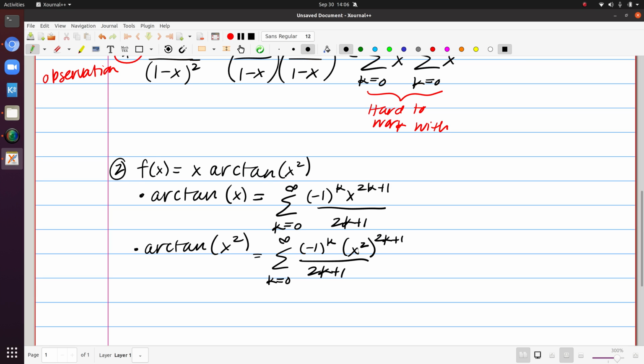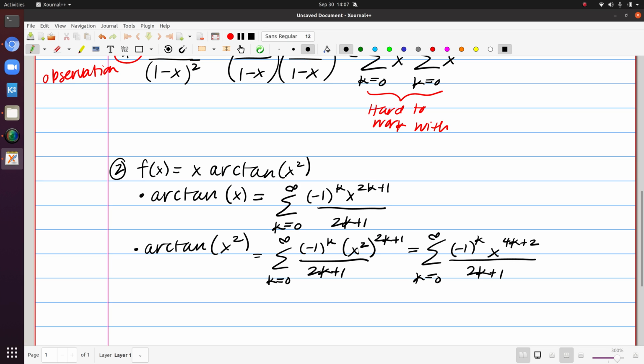And as I have indicated in the past, it's very important to simplify. So I don't want to leave this like x squared raised to the 2k plus 1. And that's especially important because I'm not done with my whole process here. So I can simplify this now by writing this with 2k plus 1 in the denominator, still my -1 to the k in the numerator, but x raised to the 4k plus 2.